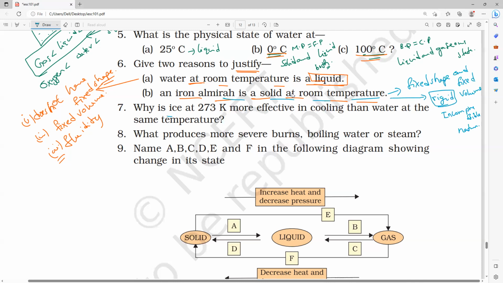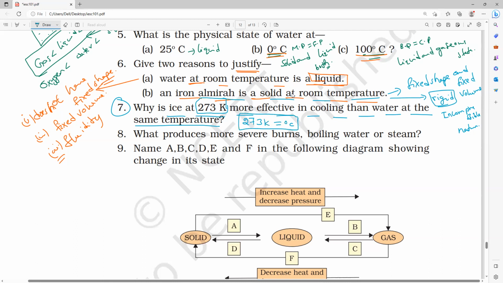Next, why is ice at 273 Kelvin more effective in cooling than water at the same temperature? Super question. It is a very, very important question. Anybody? 273 Kelvin means which is equal to how many degrees Celsius? Everyone. 0 degrees Celsius. 273 Kelvin is equal to 0 degrees Celsius.